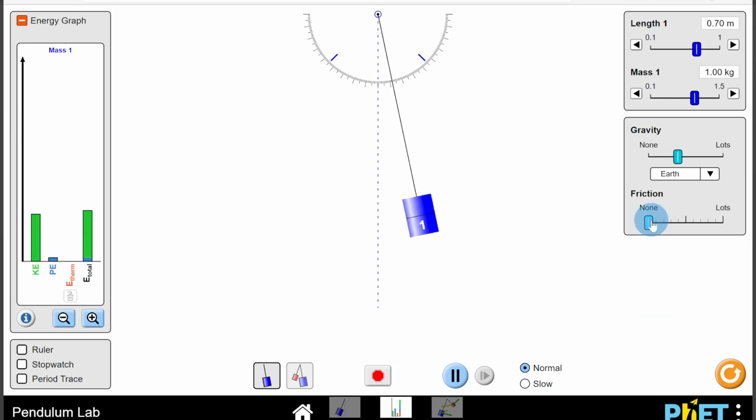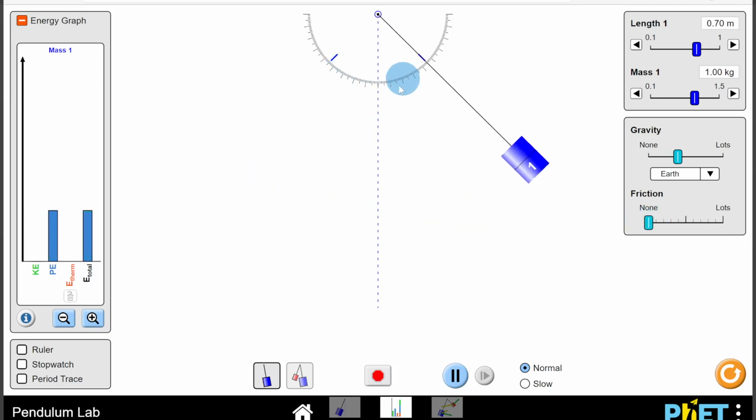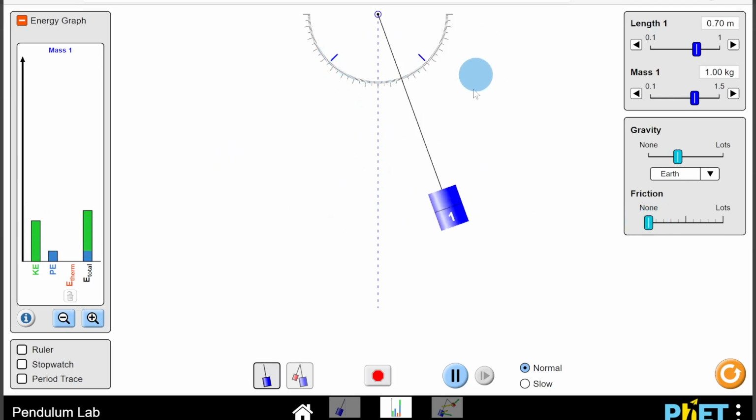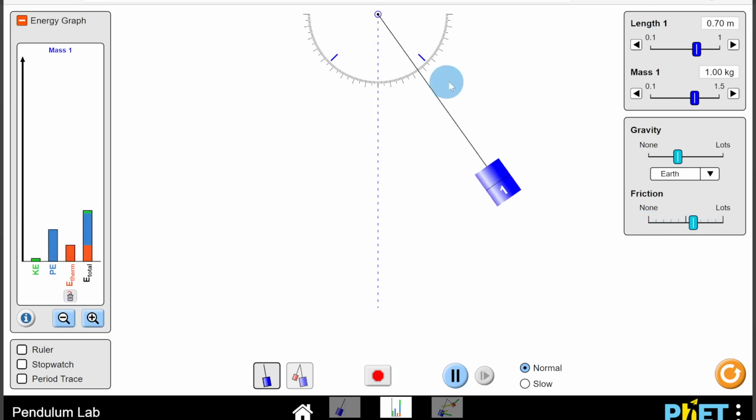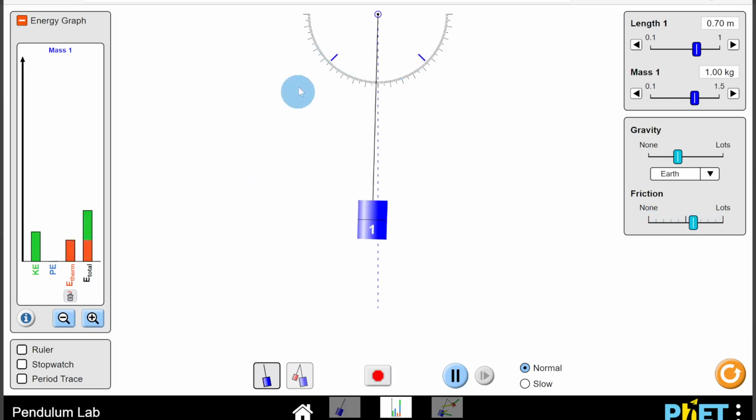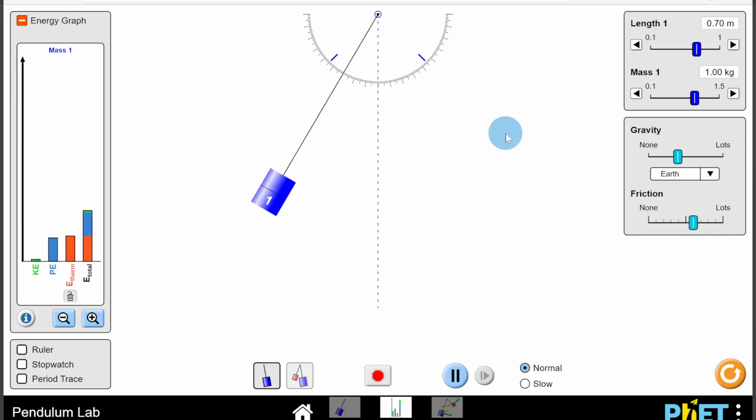But if we were to increase the friction here, for example, we would see that the mass doesn't go up to 45 degrees each time. The swings should get smaller and smaller in size. So if we increase the friction here, you'll see that the string and the mass doesn't move to the same point each time. It's actually losing energy over time.